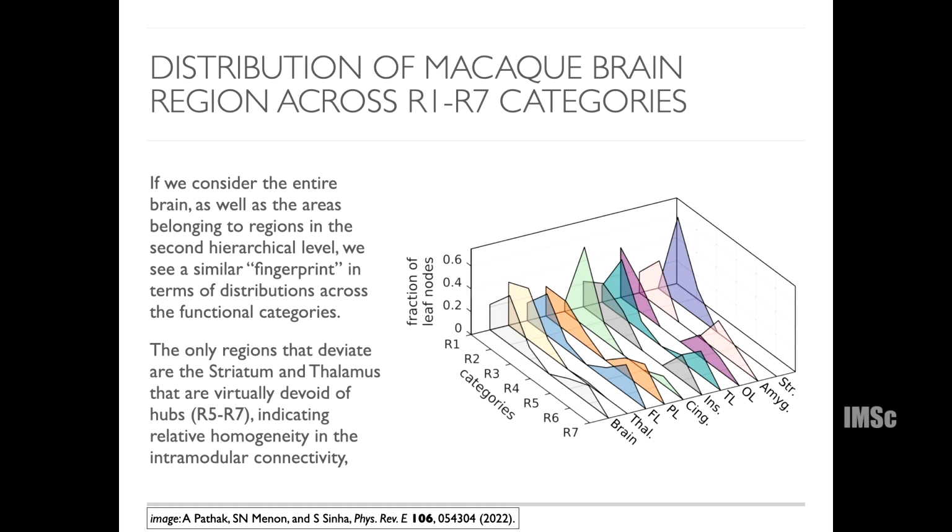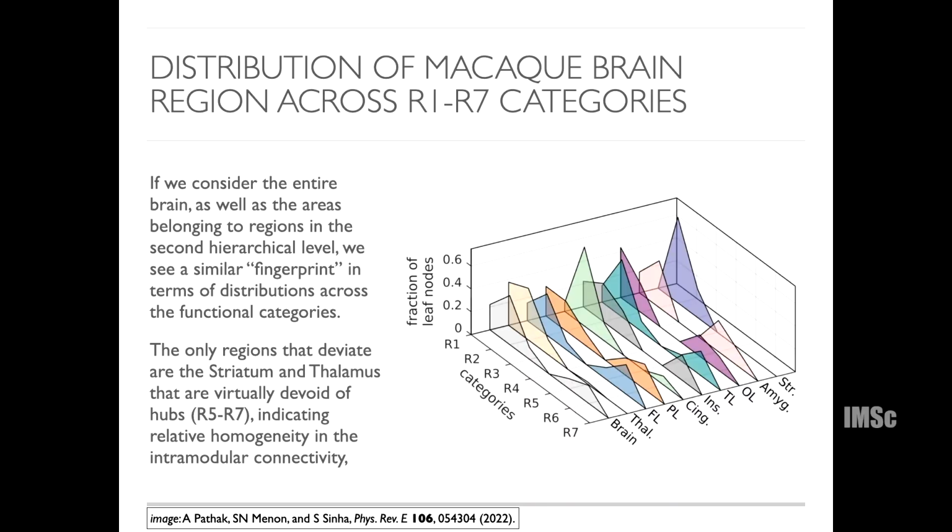So lacking R5, R6, and R7 means the thalamus could be more distributed in terms of its task. That could be one way of interpreting it. If it's more distributed, then its participation coefficient would be high, because participation coefficient is something like involvement in other modules.